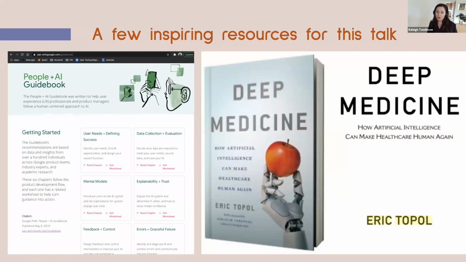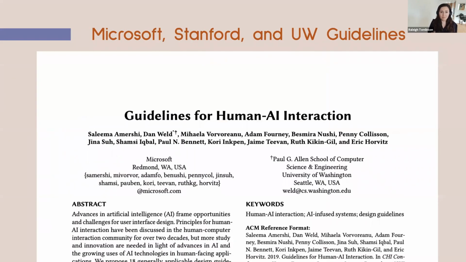This book that I just showed you, How Artificial Intelligence Can Make Healthcare Human Again, is a really awesome read, very inspiring. Eric Topol has a couple books. This is the one that I have read. And then Microsoft, Stanford, and University of Washington also released their own guidelines, which you can just Google. It'll be the only result.